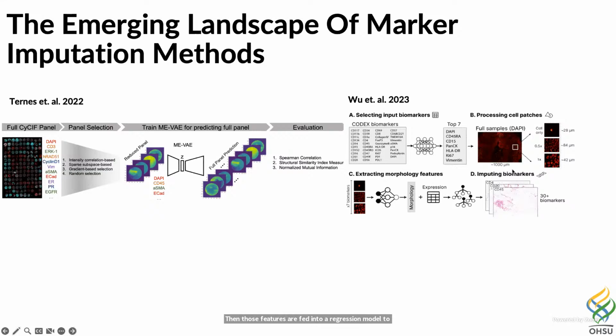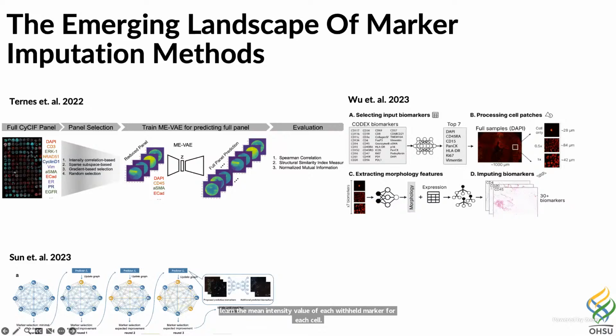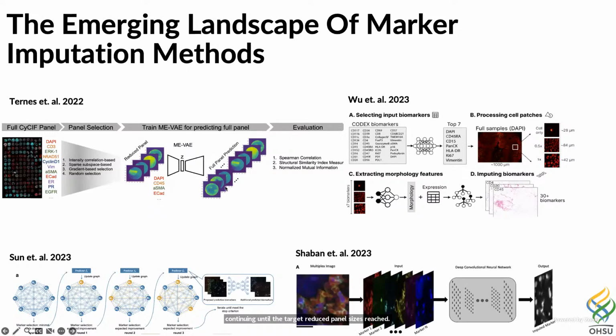Then those features are fed into a regression model to learn the mean intensity value of each withheld marker for each cell. The third method in this family of methods is from Carnegie Mellon, and they propose an iterative approach to learning a reduced panel by training a UNet to reconstruct image patches, where a single marker is added to the reduced panel at each iteration, starting with one input marker and continuing until the target reduced panel size is reached. The most recent method is from a group mostly from Harvard that uses a UNet to reconstruct patches of a single marker using 6 input markers.